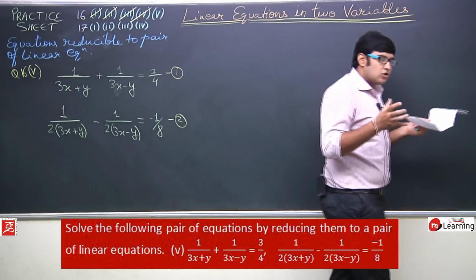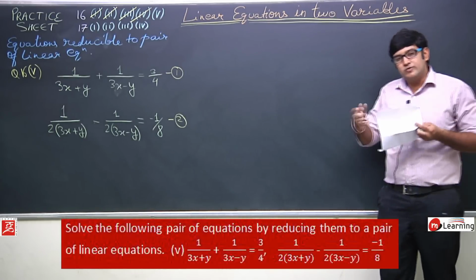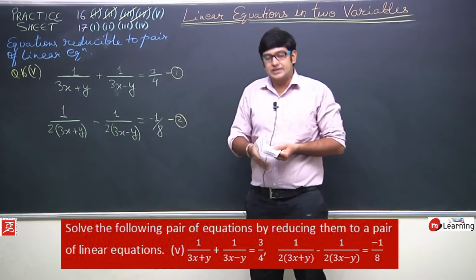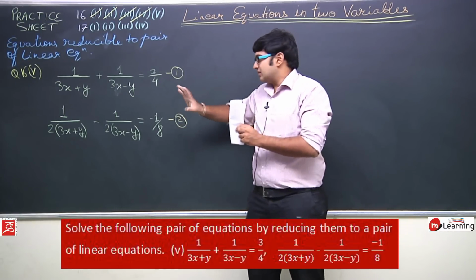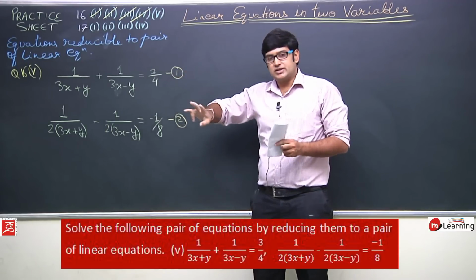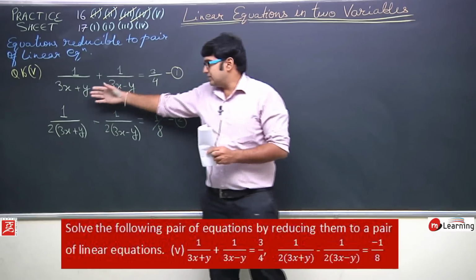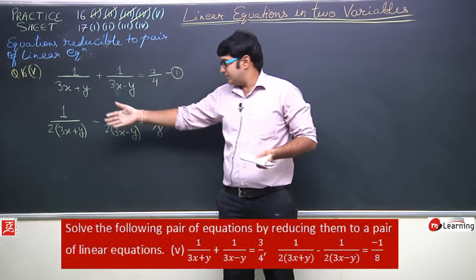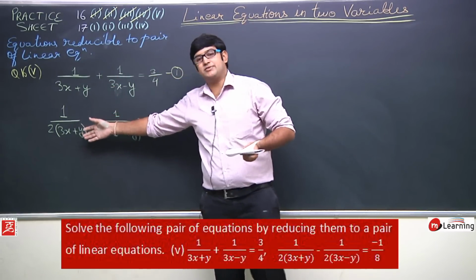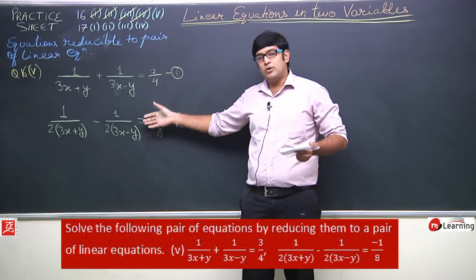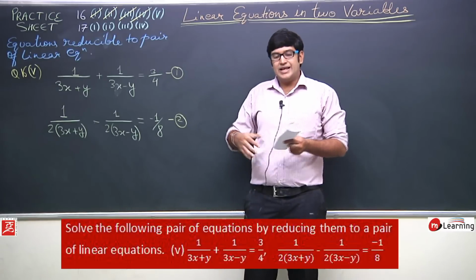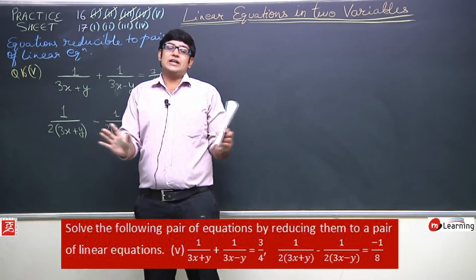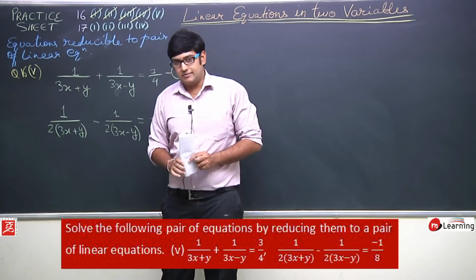So we have a very complex equation of two variables, which is not a linear equation, and we don't know what exactly it is. We just know that this equation has two variables. It is very complex: 1 upon 3x plus y, then plus 1 upon 3x minus y. Similarly, 1 upon 2 times 3x plus y, and minus 1 upon 2 times 3x minus y. So we cannot solve this equation directly.